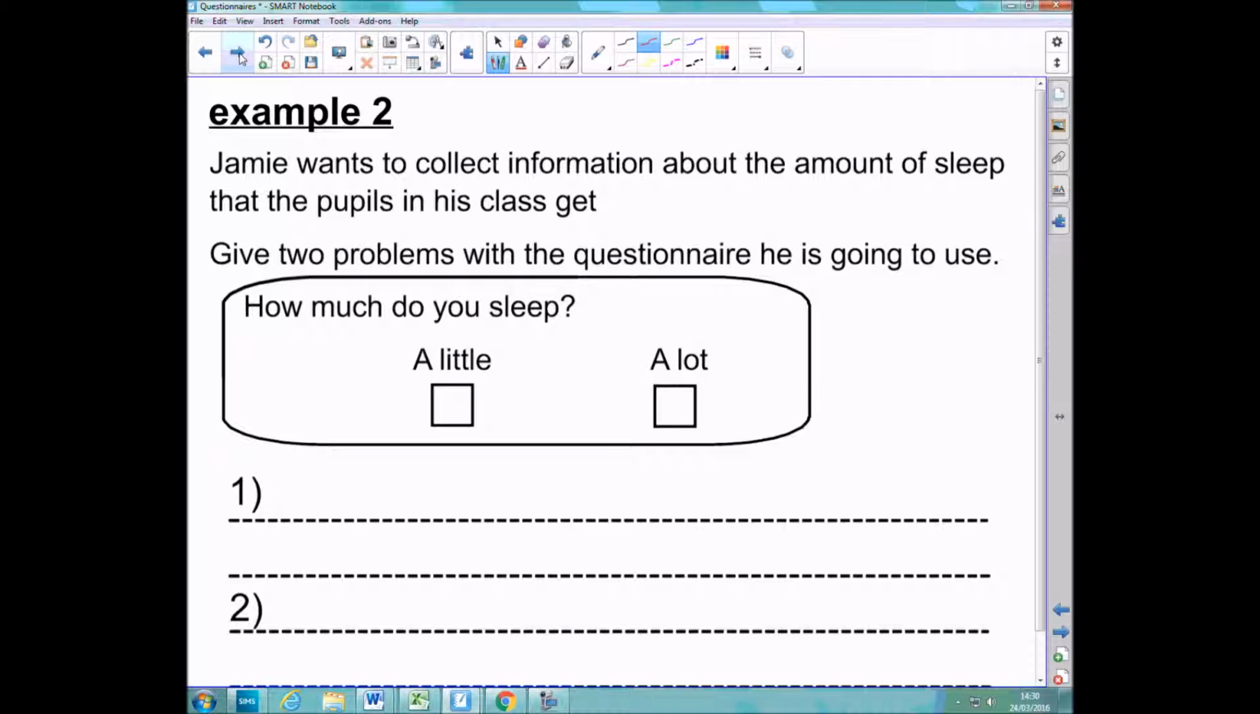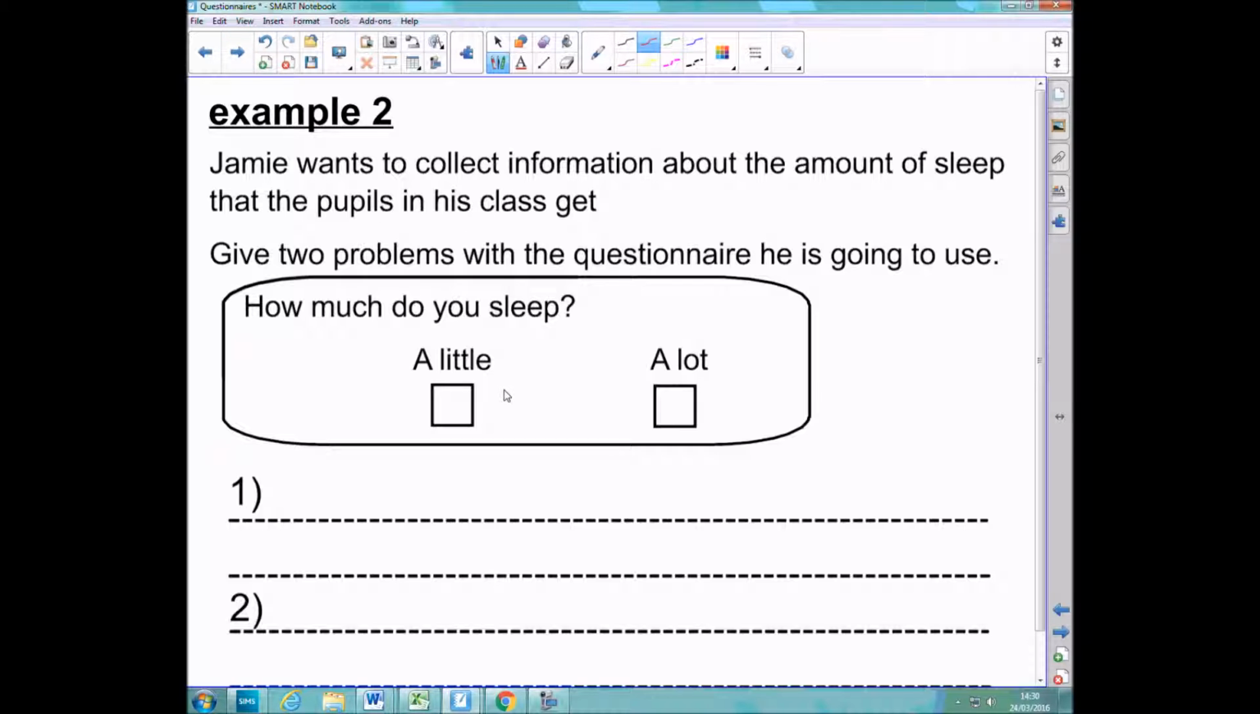Okay, so the second question is all about questionnaires, and they usually have 2 different types of question asked about them. Okay, so in this case, Jamie wants to collect information about the amount of sleep people in his class get. Okay, so give 2 problems with the questionnaire he is going to use. How much do you sleep? A little or a lot?